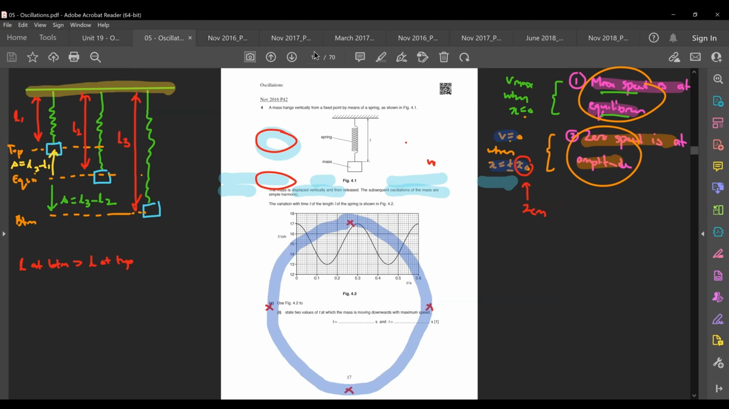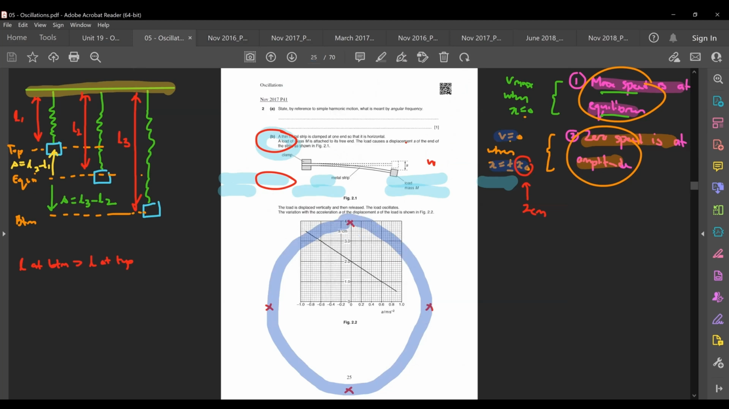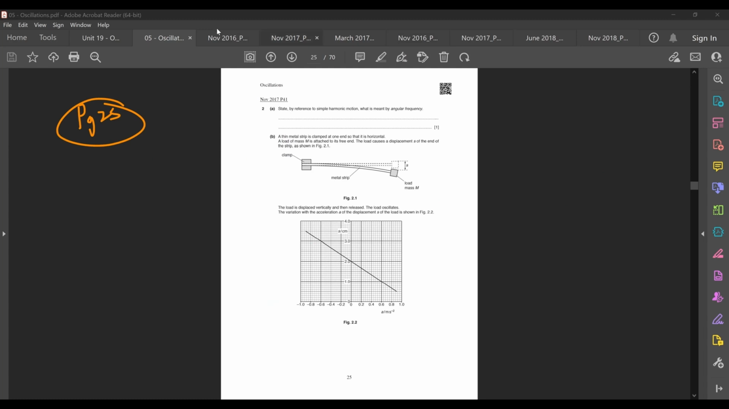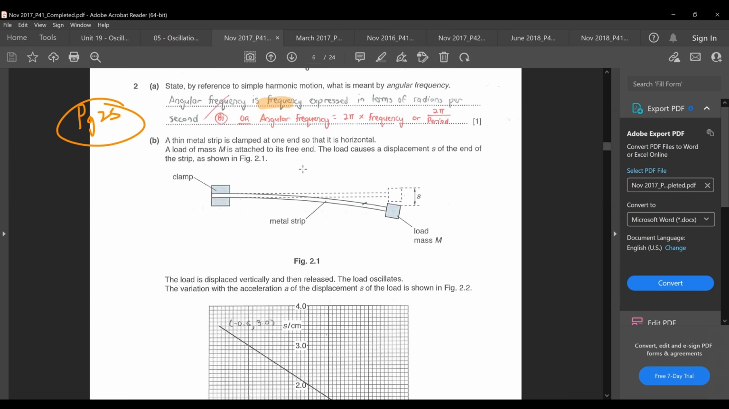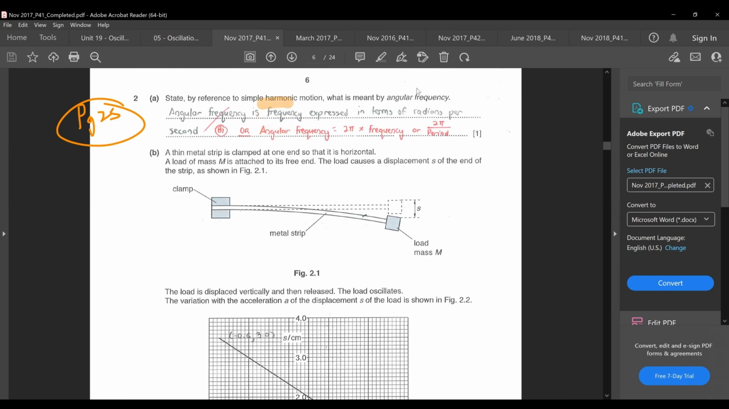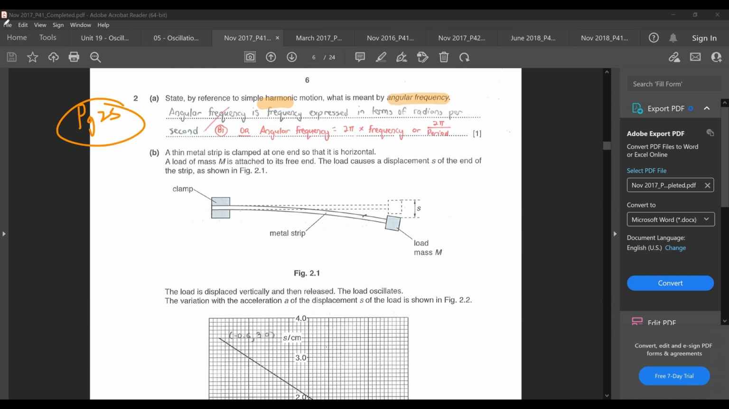Okay, so have a look at page 25. All right, so this one is November 17, P41. State by reference to simple harmonic motion, what is meant by angular frequency? This one is something that you can just get from your notes. Angular frequency is just frequency expressed in terms of radians per second.